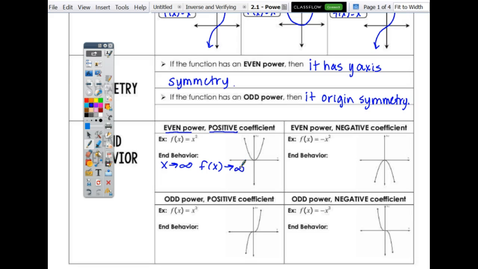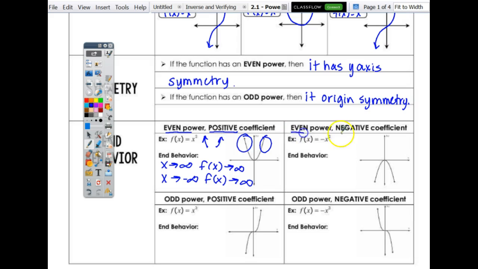As x goes to infinity, my y's are approaching infinity. As x goes to negative infinity, my y's are still approaching infinity. So even power, positive coefficients, the end behavior is up and up.